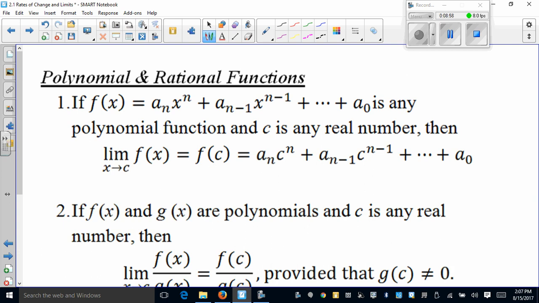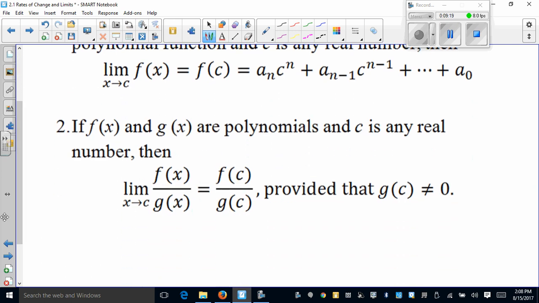Now, please, please, please keep in mind, a rational is not a polynomial. Anyways, a polynomial divided by a polynomial is not a polynomial. That is the main thing. It's a rational. So be careful with this guy. If f of x and g of x are polynomials and c is any real number, then the limit as x approaches c of f of x over g of x is f of c over g of c, provided that g of c does not equal 0. So you get a number, you can just plug these numbers in. If this equals 0, undefined. If you get any other number, you're good, even if the top one's 0.